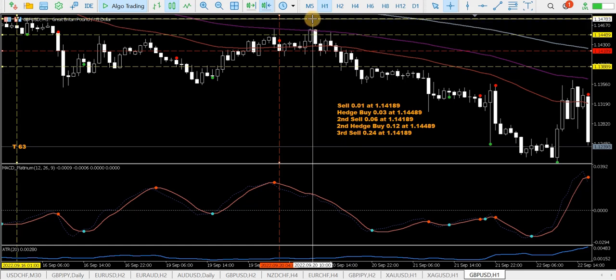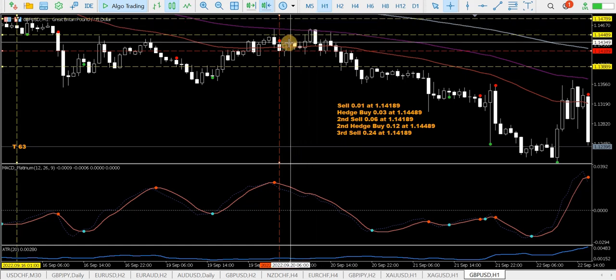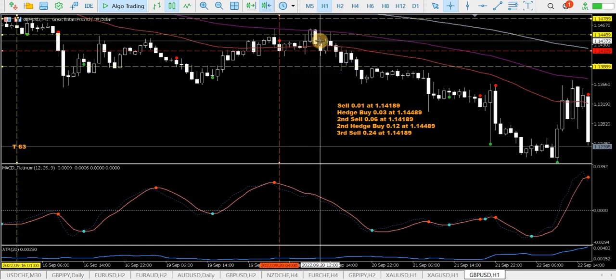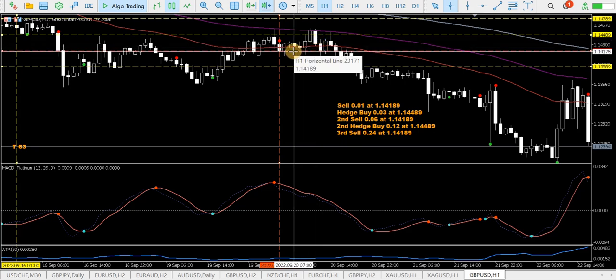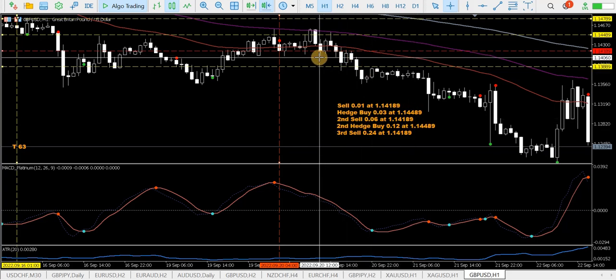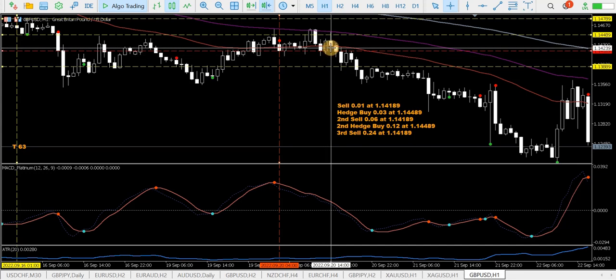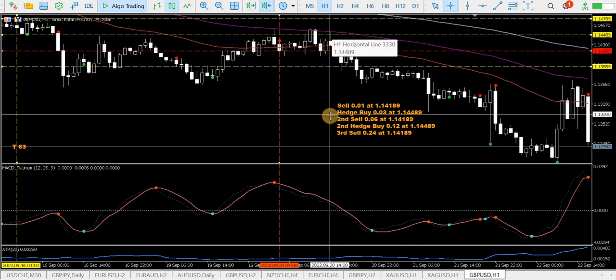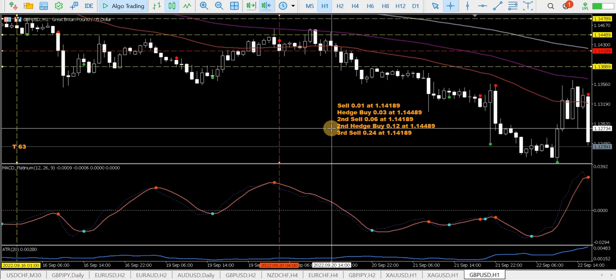Now it goes up, doesn't reach its target on the hedge or the stop for the initial sell, drops down again and goes back through the initial entry level. So that's a second sell at 0.06, the same entry, 14189. Then it doesn't continue down, pops back up again through the hedge again. So we take the second hedge buy.